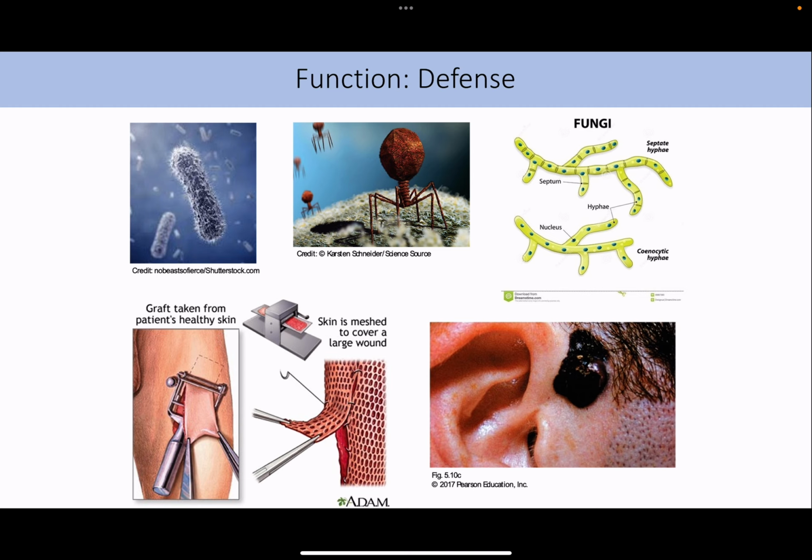What kind of cancer is that on that picture? Melanoma, which you should have learned in Bio 32.